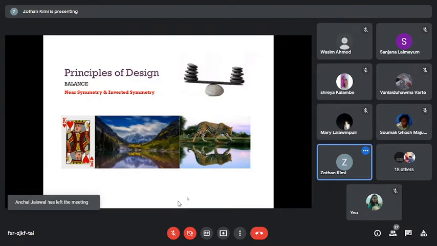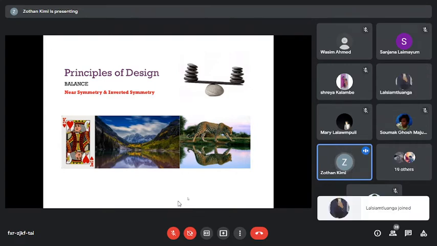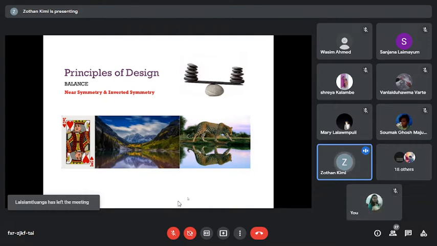And these are called near symmetry or inverted symmetry. Inverted, you already know what that is, right? This is upside down. It is basically the mirror image of the thing that we see on the upper side. So those are called near symmetry or inverted symmetry. The mirror image, the horizontal. See, this is horizontal, right? So these are called near symmetry or inverted symmetry. All right.